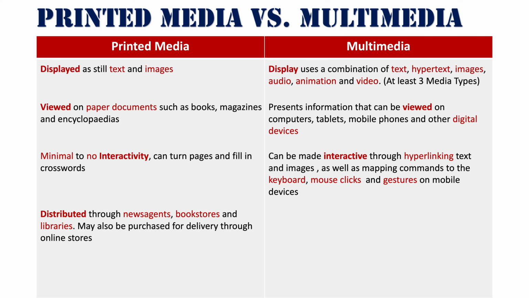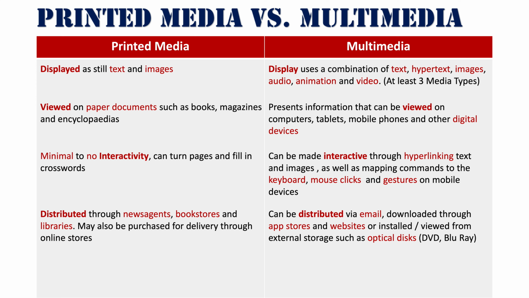Printed media is distributed through newsagents, bookstores and libraries, and can also be delivered through online stores and subscription services, whereas multimedia is distributed via email, downloaded through app stores and the internet, and installed through external storage such as DVDs and Blu-ray.